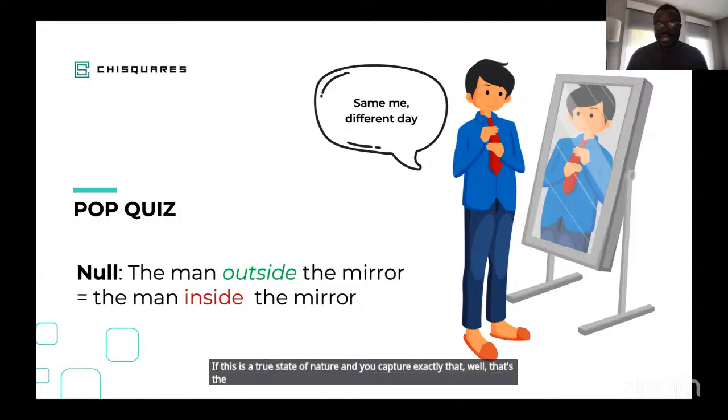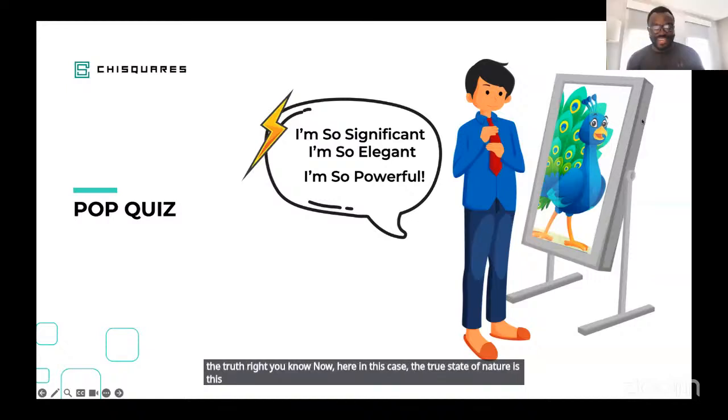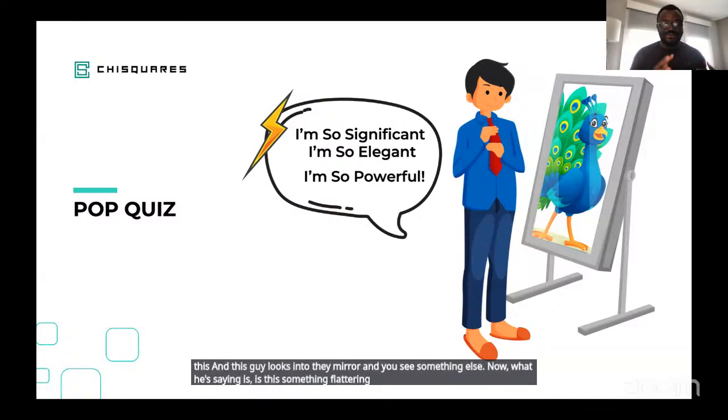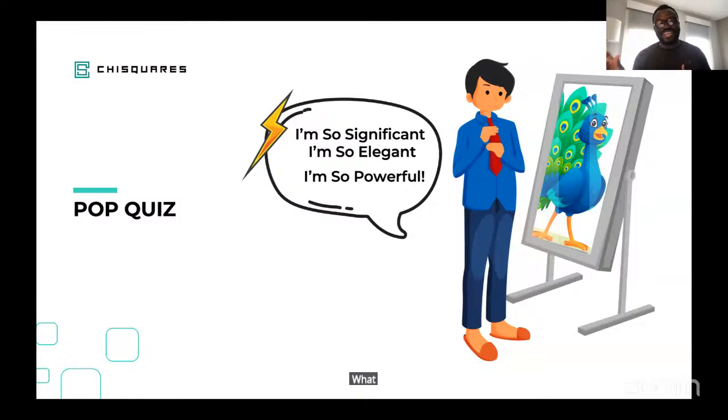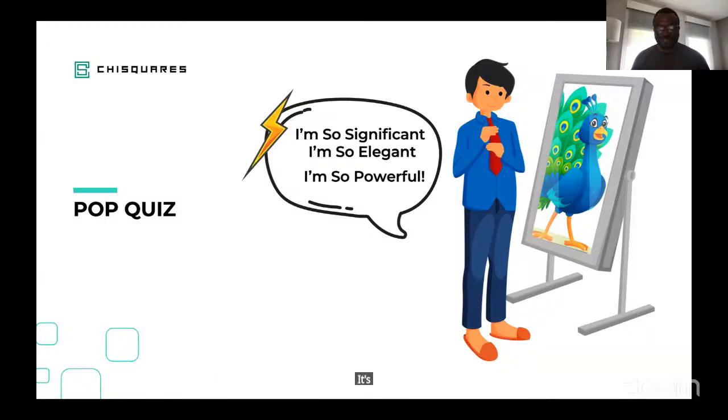Now, in this case, the true state of nature is this, and this guy looks into the mirror and he sees something else. Now, is what he's seeing flattering or not flattering? What kind of animal? What does he see in the mirror exactly? Ostrich. Okay, I don't know if that's an ostrich per se. Who wants to give another try? I don't think an ostrich is that colorful. It looks like a peacock. Yeah, a peacock, right?